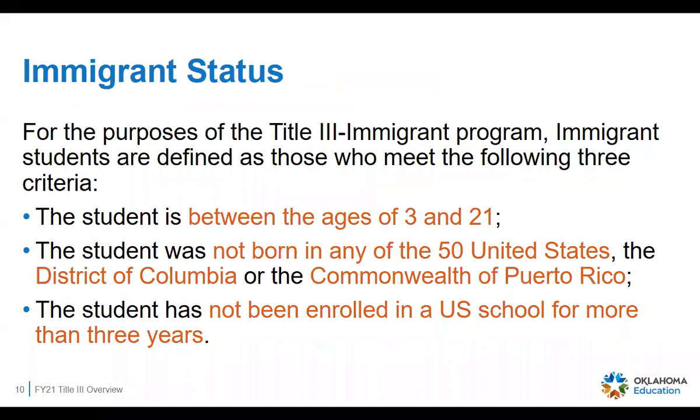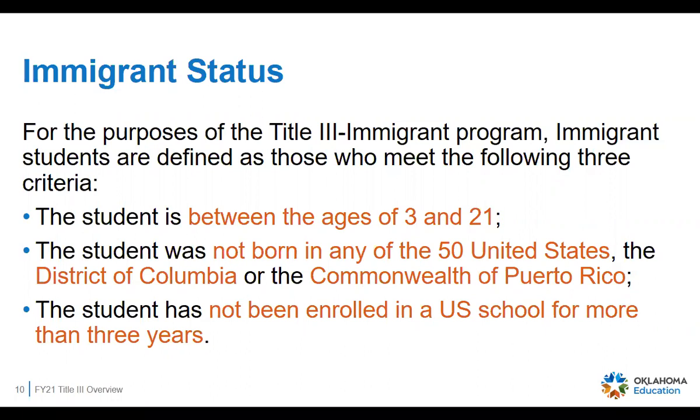Okay, the next category of students, immigrant students. For the purposes of the Title III immigrant program, immigrant students are defined as those who meet the following 3 criteria. First of all, the student is between the ages of 3 and 21. The student was born outside of the 50 United States, the District of Columbia, and Puerto Rico, and the student has not been enrolled in a U.S. school for more than 3 years.